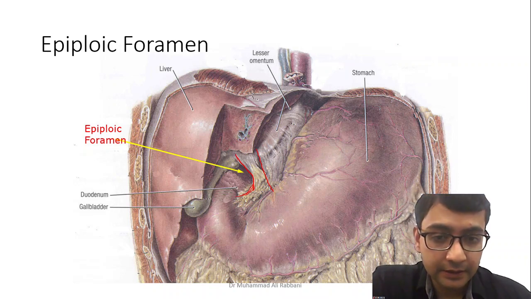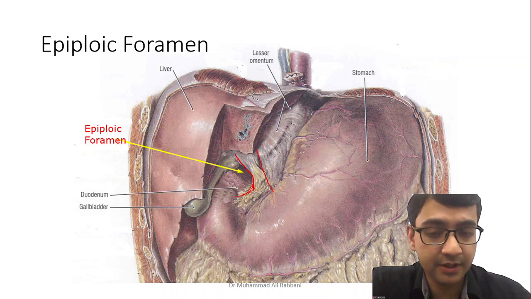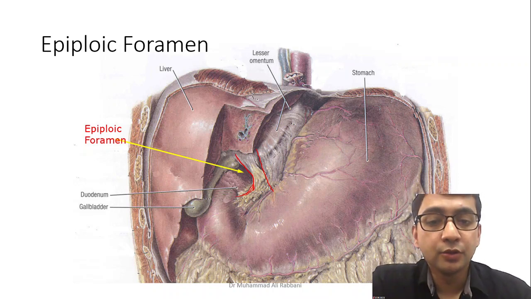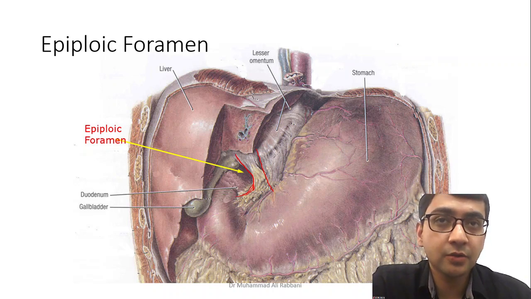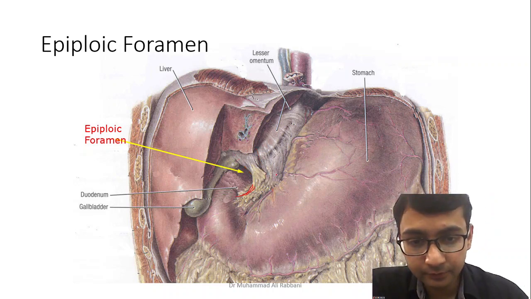Also, this part, the hepatoduodenal ligament, carries a number of structures. It contains the portal vein, hepatic artery, and bile duct. Sometimes these structures are also considered to be an anterior wall of the epiploic foramen, collectively known as the portal triad. So we are done with the anterior wall.